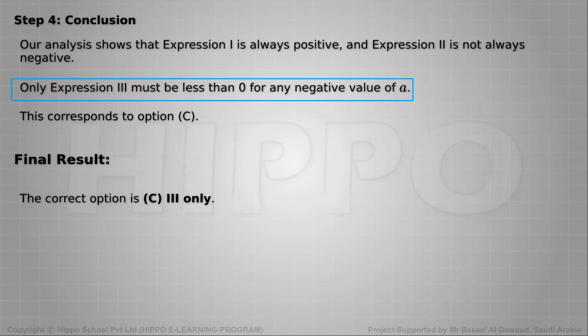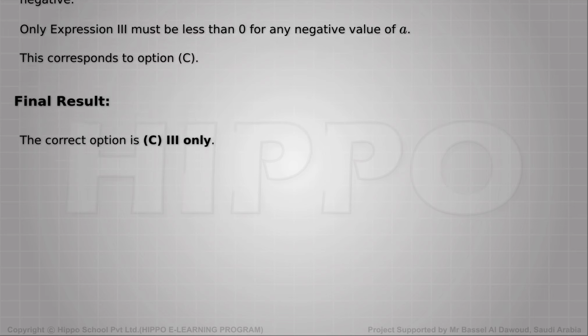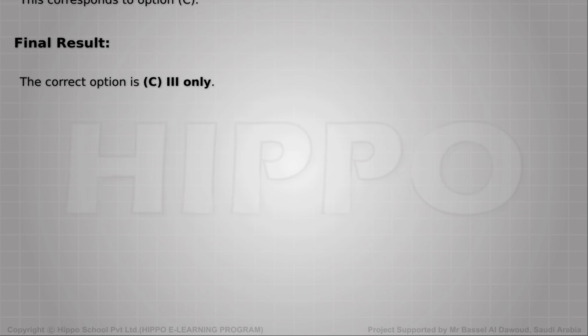Looking at our choices, this means 3 only is the correct statement, which corresponds to option C. And there we have it. The final answer is C. This problem was a great exercise in applying the rules of number properties. By systematically analyzing each case and remembering the rules for signs and exponents, we arrived at the correct solution. Great job, everyone!